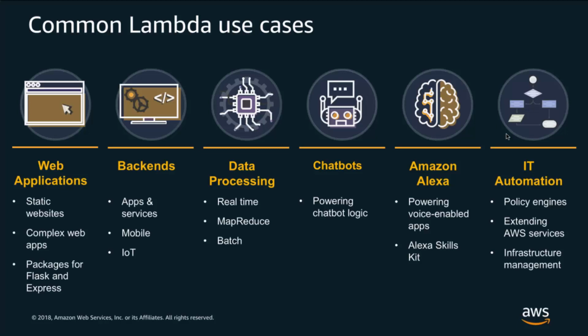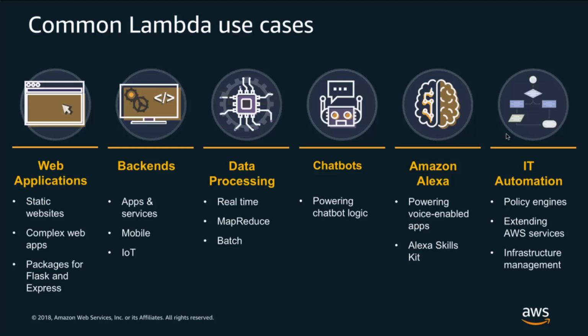There's a number of third-party tools that will actually allow you to do things like have Flask or Express type APIs running inside of Lambda. We also see this for backends for things like mobile applications, IoT devices, internal microservices inside of your own infrastructure that might be talking to other services. It's another common use case.